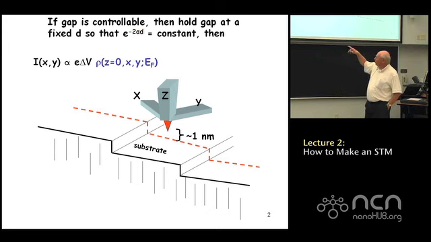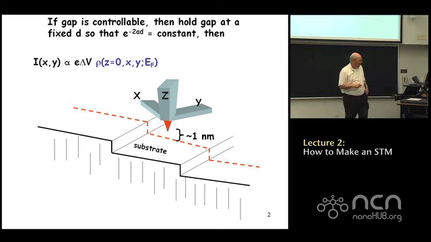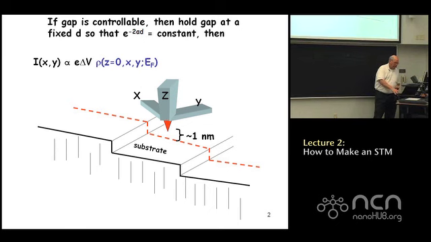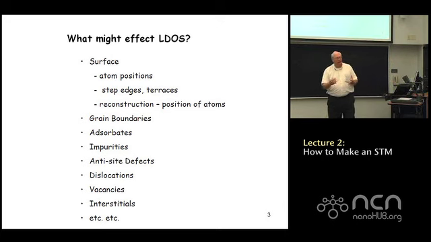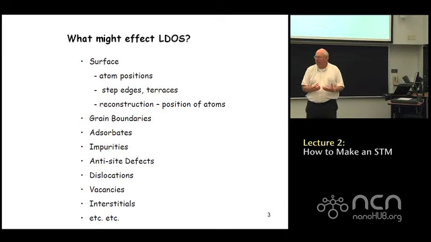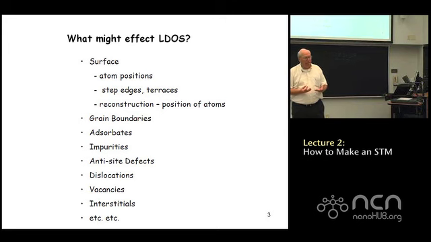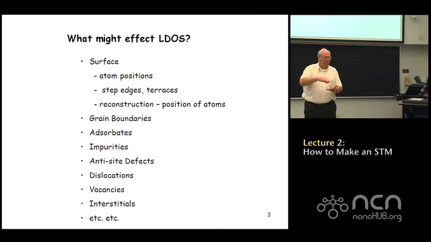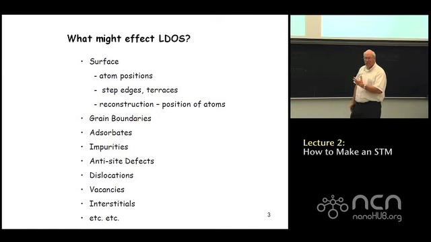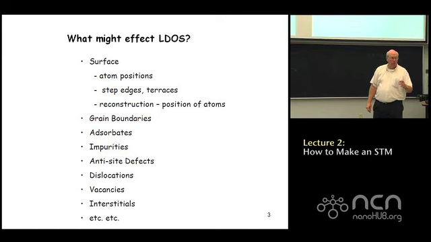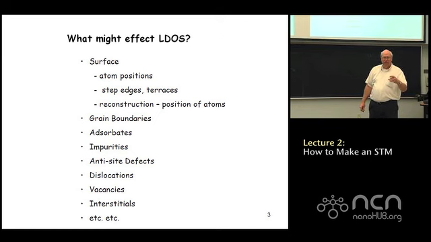And by monitoring how the current varies as a function of position, as the tip is rastered across the substrate, you can actually map out in great detail the surface structure of a substrate. Now, what might affect the local density of states of the substrate that would cause the tip motion to vary in the z direction? There are a lot of things, and all of these are really important to know if you're starting to engineer and build devices at length scales that are submicron.